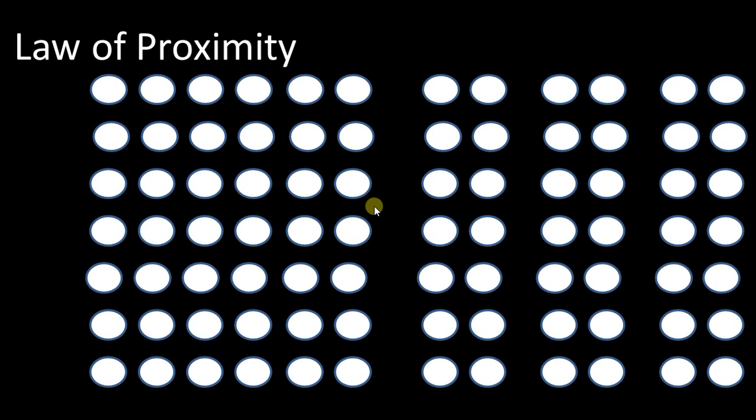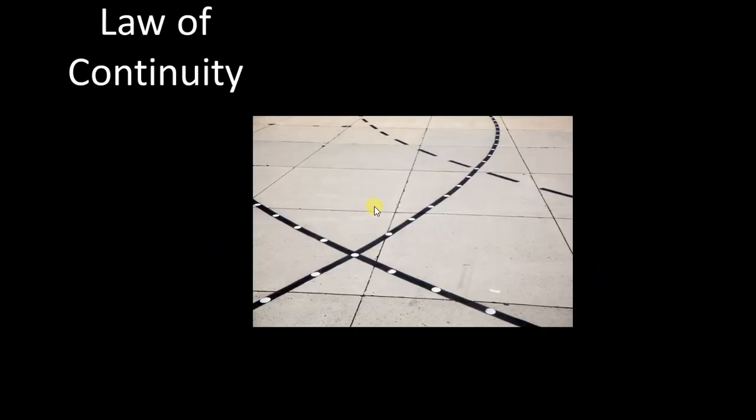And this law is law of proximity. So according to law of proximity, when we look at a group of objects or different objects together, we always tend to perceive some objects which are near as a single group. And this is law of proximity. Then law of continuity is there, the 4th law.